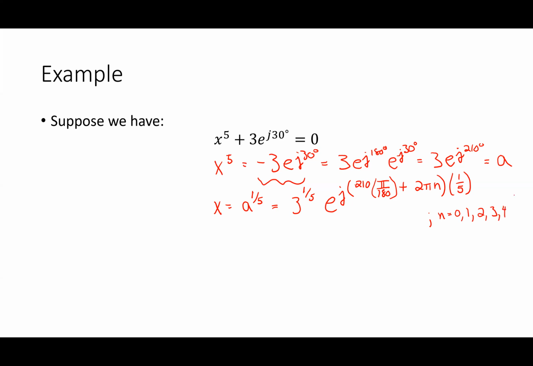So essentially I'm just taking 1/5 of all of the angles that I could possibly have. So 210, 210 plus 360, 210 plus 720, 210 plus 1080. I'm basically just doing that for each of those. Questions about that?